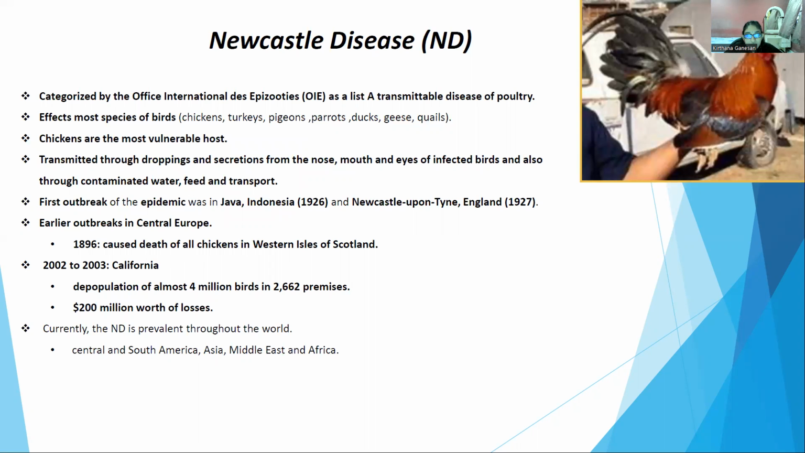However, there were prior reports regarding earlier outbreaks in Central Europe, which was in 1896, that caused death of all chickens in Western Isles of Scotland. After that, in the year 2002 to 2003 in California, there was also depopulation of almost 4 million birds in 2,662 premises due to this disease, which had resulted in $200 million worth of losses. Currently, Newcastle disease is prevalent throughout the world, including Central and South America, Asia, Middle East, and also in Africa.